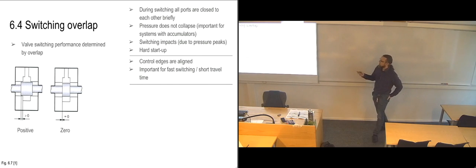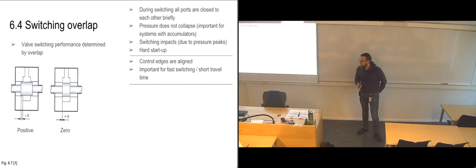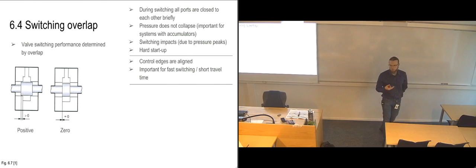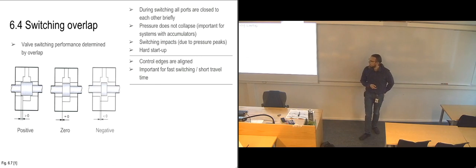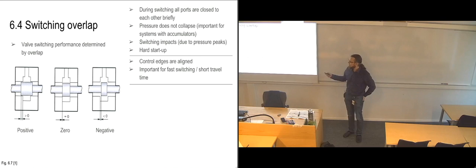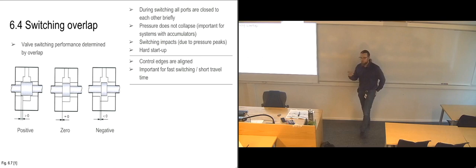You use fast switching valves for other tasks also, not only for pressure relief, but it depends a bit on the use that you're going to use it for. And then we have the ones that have a negative overlap. So this means that if you place the piston in the center, you're going to have flow to both sides.